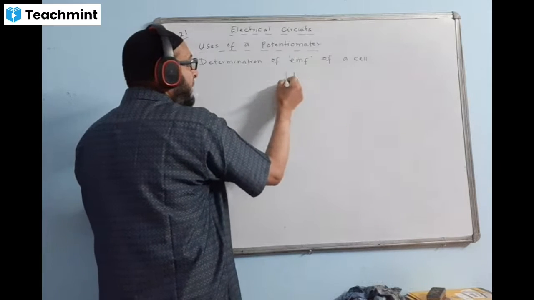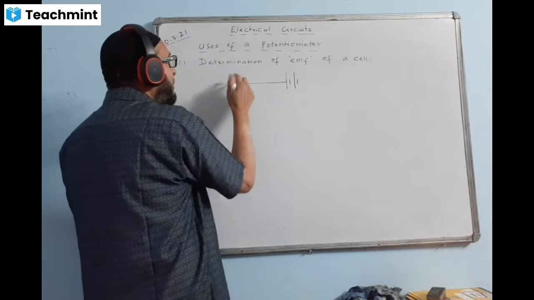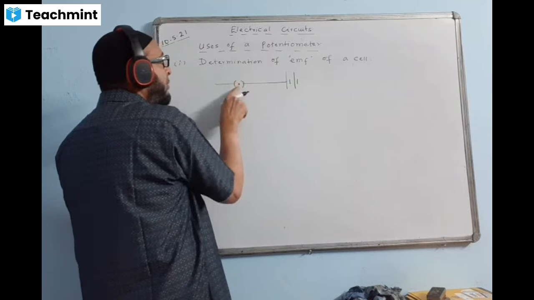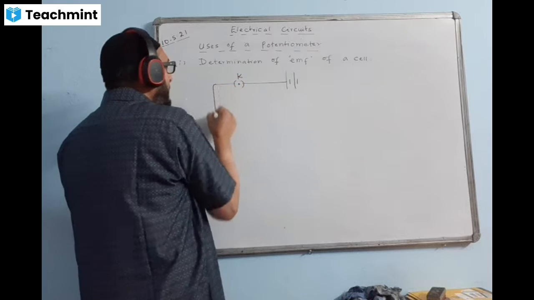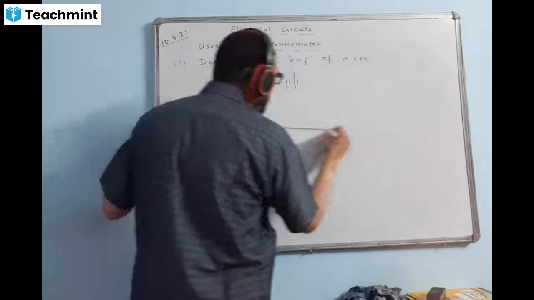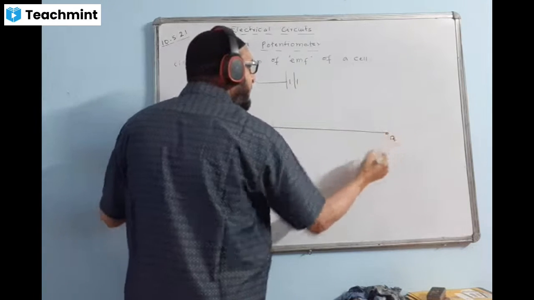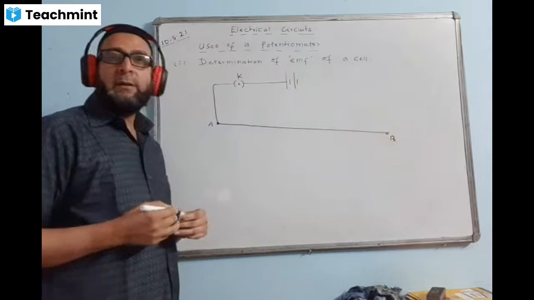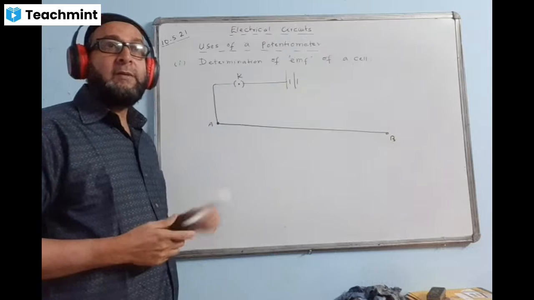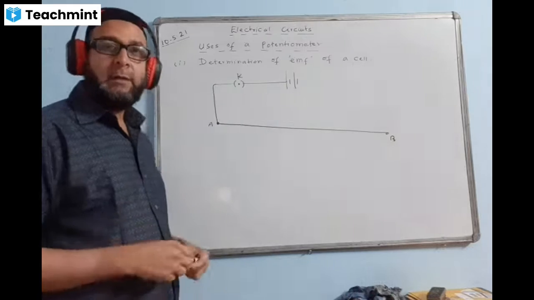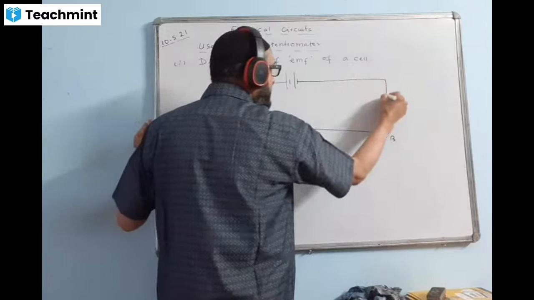This is the battery. Battery consists of more than one cell. With a key, you can draw a key over here, and this key always has to be kept on. And here is a potentiometer wire, wire AB. The length of this wire is not necessary to be 1 meter. It can have any length, but in a meter bridge, the length of the wire has to be exactly 1 meter.